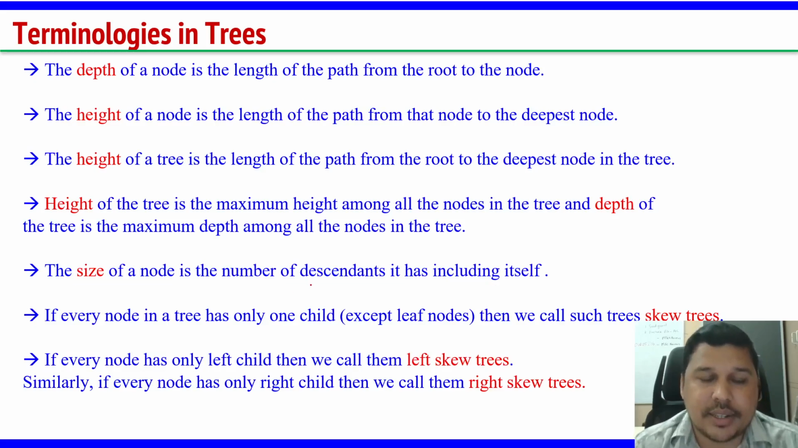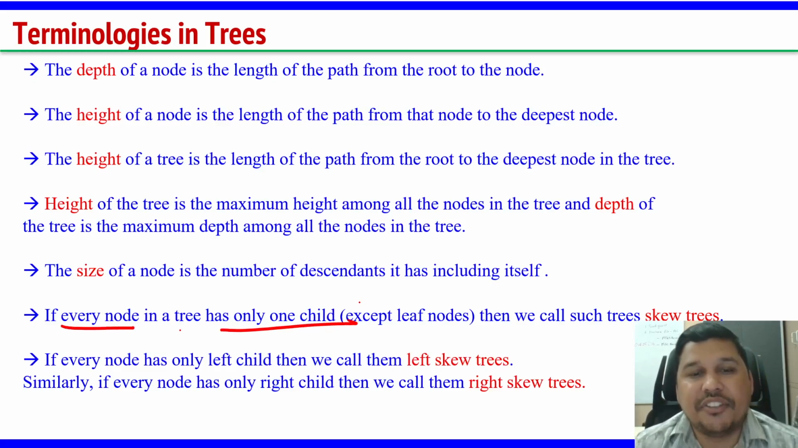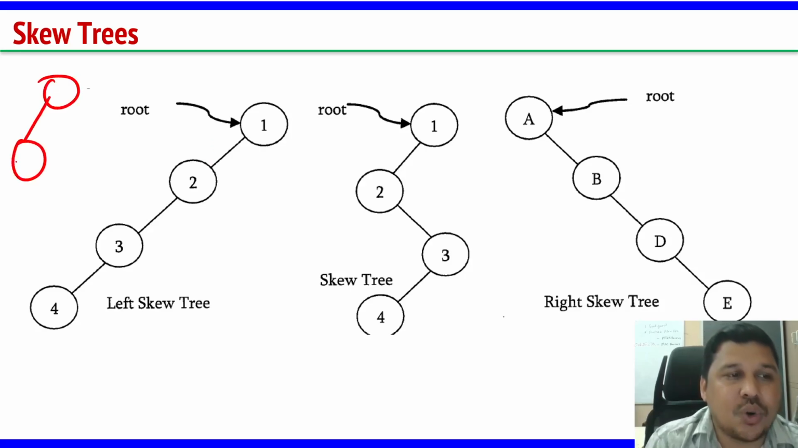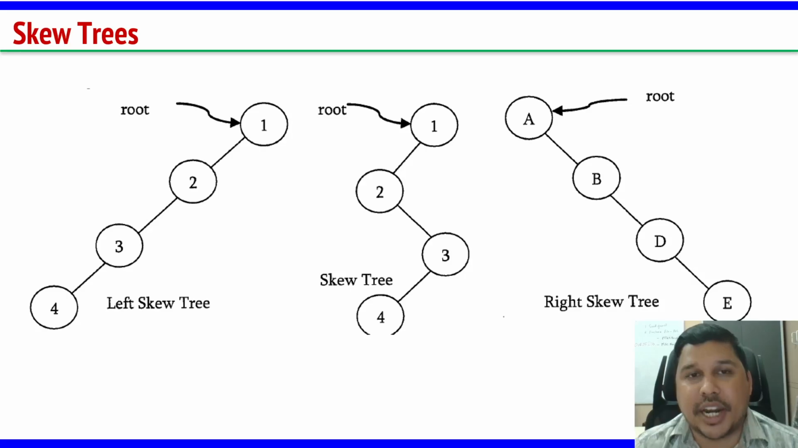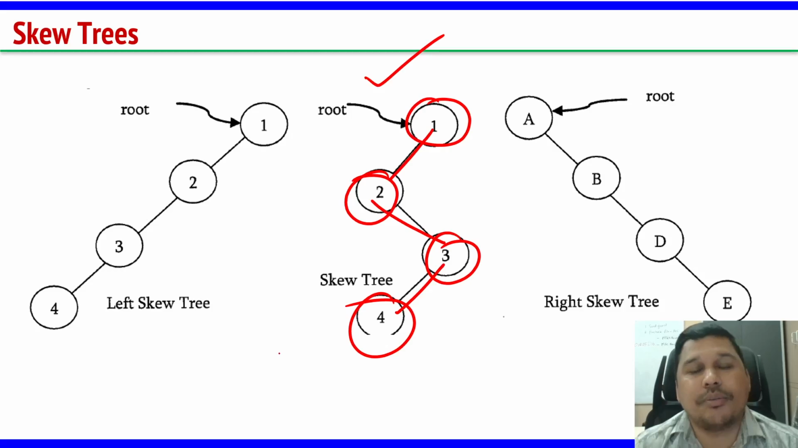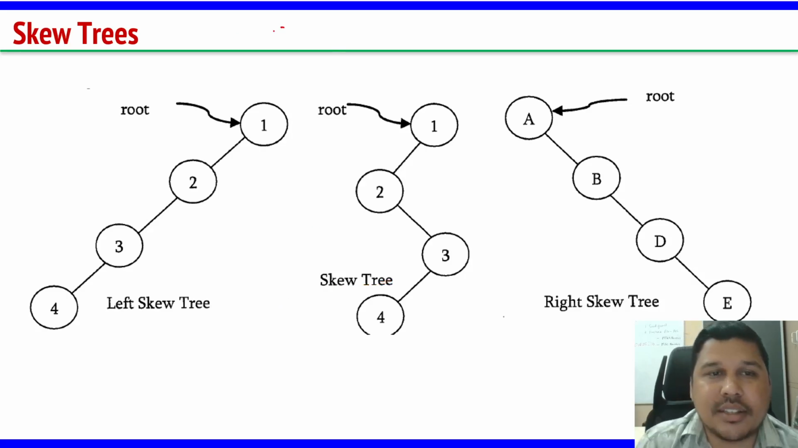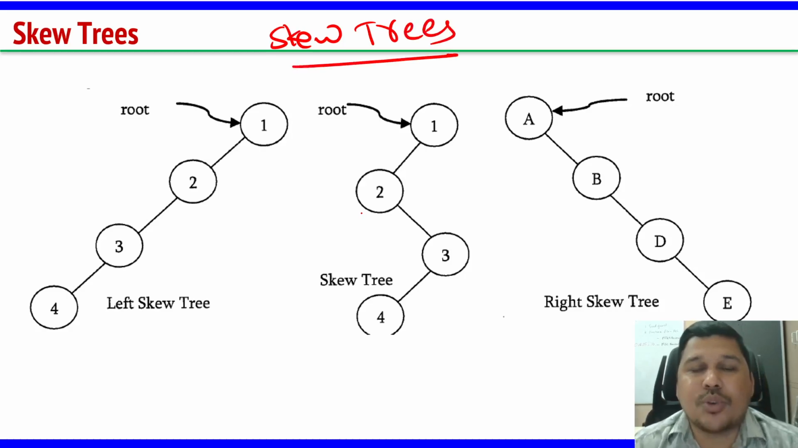Next, about skew trees. Okay, if every node in a tree has only one child, such trees are called skew trees. Let's see an example here. See, every node has only one child, on this side or this side or this side. It is not having multiple children. It is having only one child. See the center one here. 1 has a left child 2, which has a right child 3, which has a left child 4. Right? Such kinds of trees are called skew trees. It means every node has only one element.